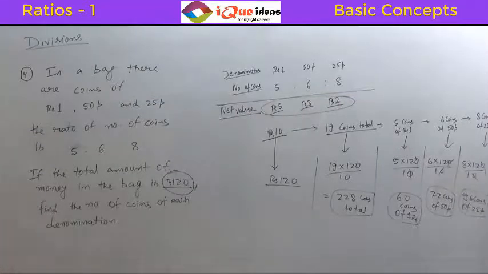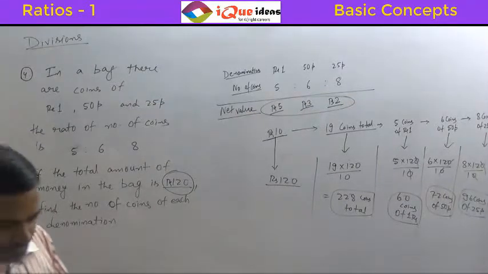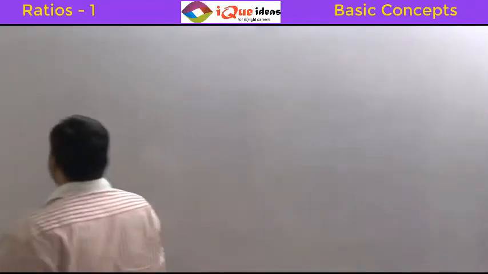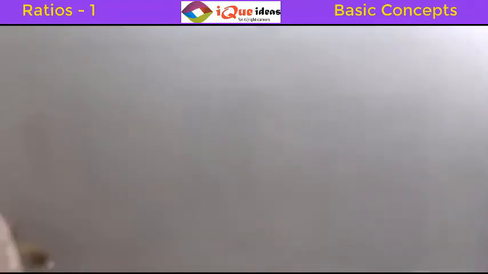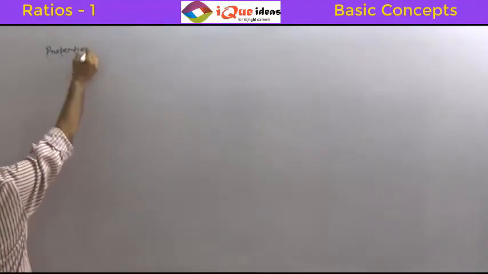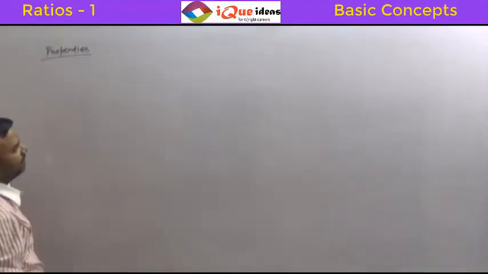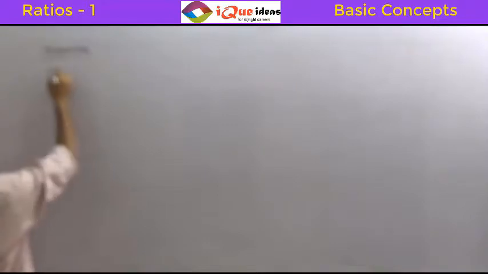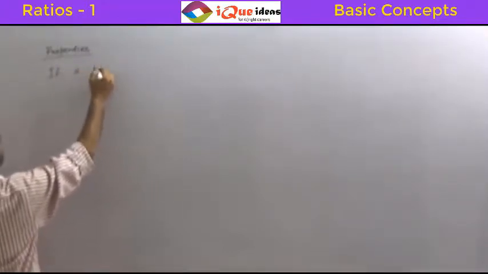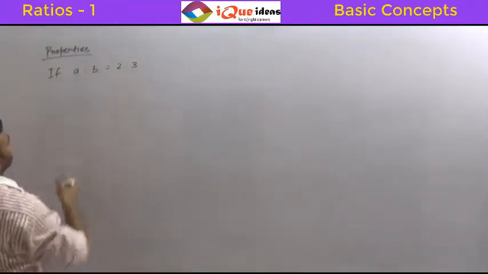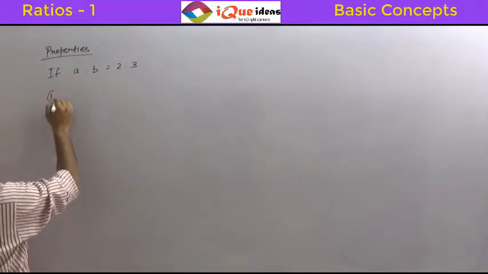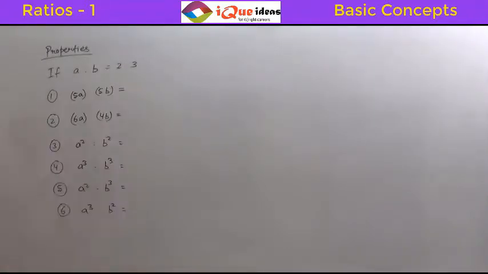Right, so these are some of the examples, good examples of ratio. Okay, so now in this section, we will take some theoretical properties of ratios and combinations of ratios. So first, suppose it is given that A is to B is 2 is to 3, then what will be the ratio of, alright, let's take them one by one.